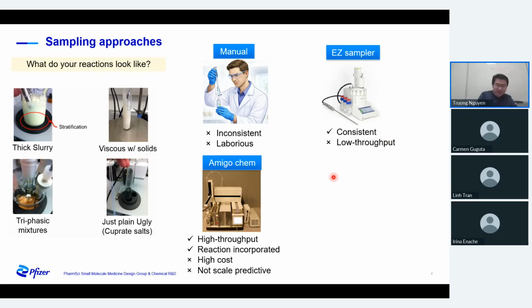We also have something like Amigo CAM. This platform provides better high throughput experimentation. You have the reaction incorporated with the sampling. But the problem is that it tends to have a higher cost and is also not very scale-predictive, mainly because it uses a stir star, which is not as representative as the overhead stirrer.